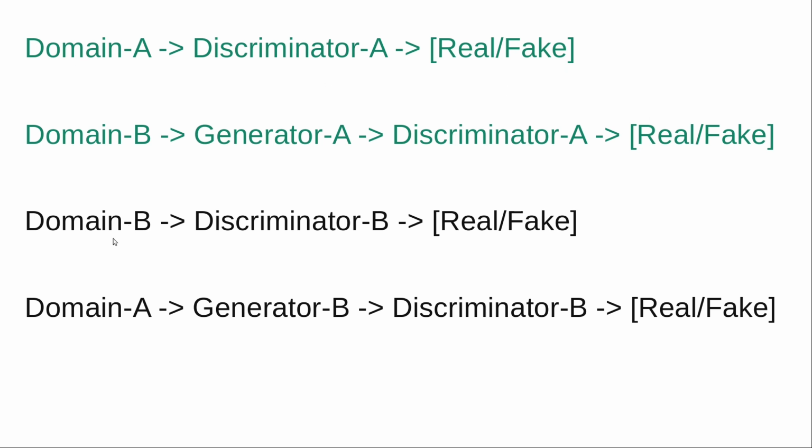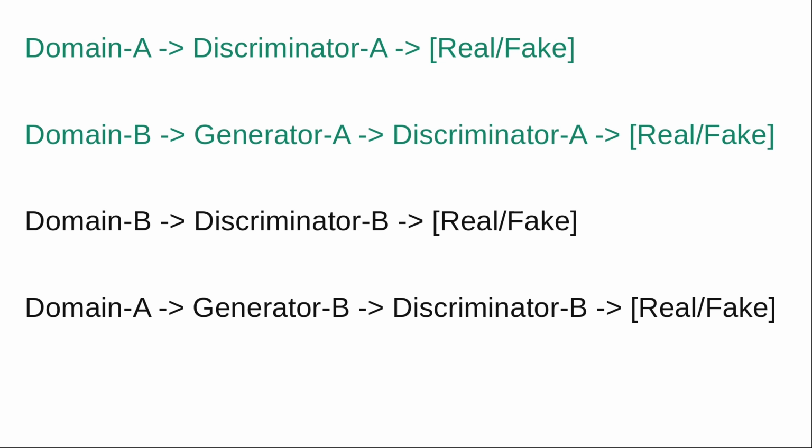Then the third one is domain B real images directly go to discriminator B, and this produces a real or fake decision. And the fourth and final one is that domain A images first go to generator B, which produces fake images for domain B. Then those fake images of domain B go to discriminator B, and that produces a real or fake decision.